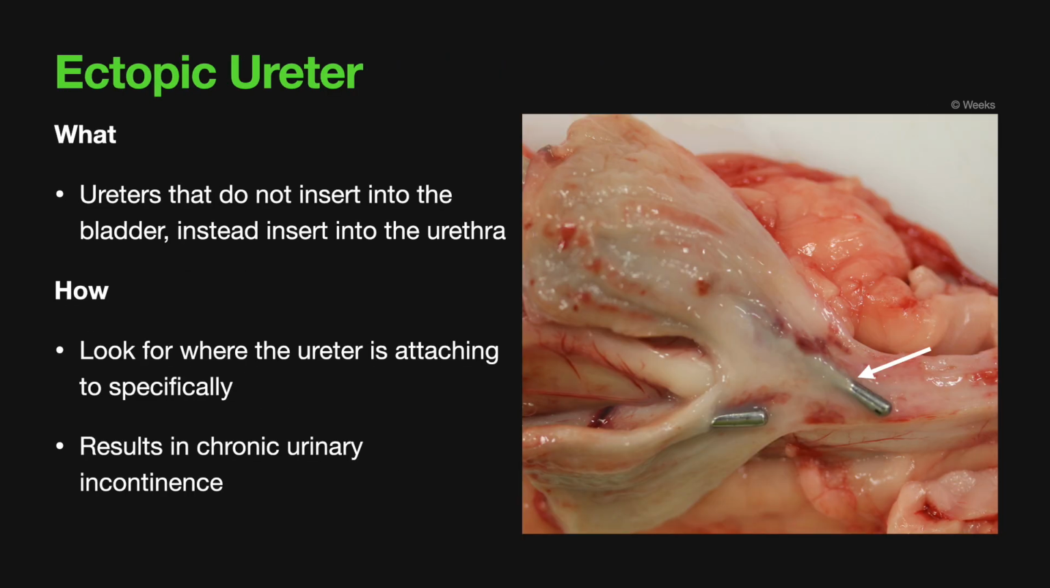Ectopic ureter is a ureter that does not insert into the bladder, but instead inserts into the urethra. To identify this condition, you need to look at where the ureter is attaching to the bladder specifically. These patients will also have a history of chronic urinary incontinence.